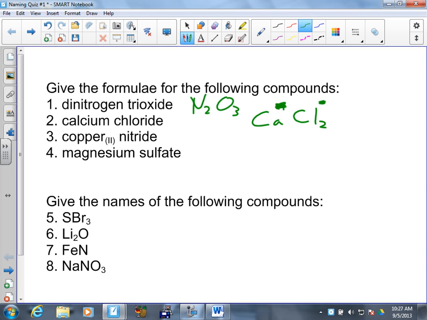Number 3, we've got copper 2 nitride. Again, ionic. What does the 2 tell us about copper? That what? It doesn't tell me that there are 2. It tells me that the charge is 2. Okay, it tells me to use the 2 plus charge and not the other, which is 1. Okay, and it is with nitrogen, which is -3. So when we drop and swap, we get Cu3N2 for our formula, 1 mark.